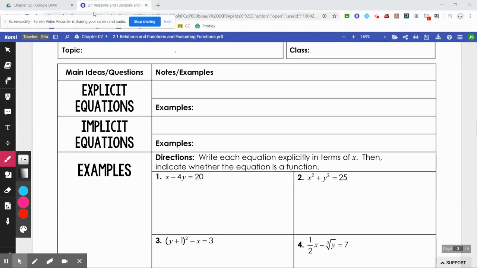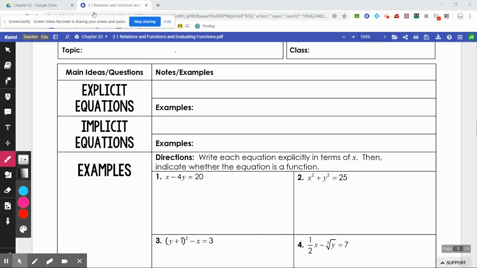Okay, we're going to talk about now the other way of representing functions and relations, that is with equations. We're going to talk about what the difference between explicit and implicit is. Then we're going to talk about what's called function notation. Now, first off, let's define explicit and implicit equations.